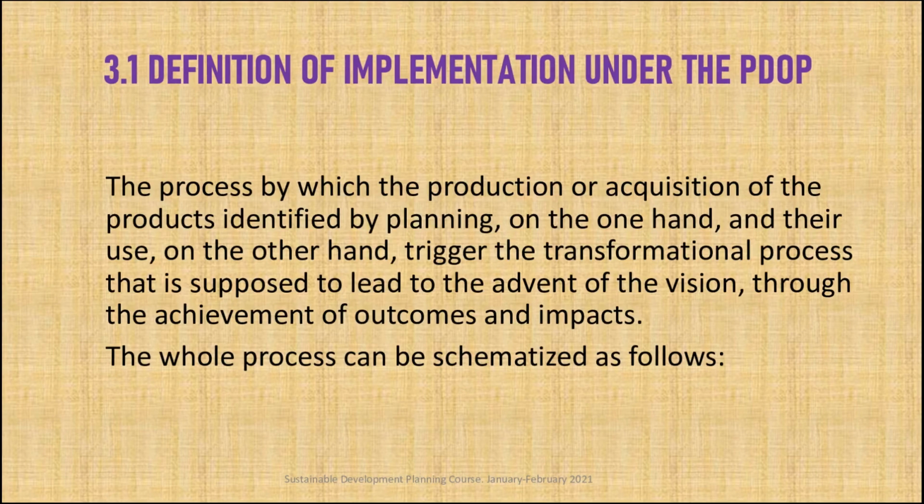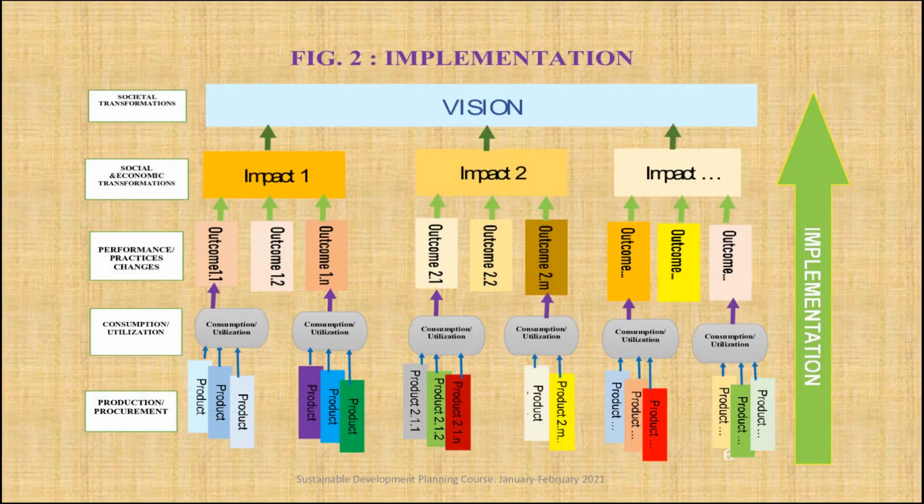Definition of implementation under PDOP: it is a process by which the production or acquisition of the products identified by the planning on the one hand, and their use on the other hand, trigger the transformational process that is supposed to lead to the advance of the vision through the achievement of outcomes and impacts. The whole process can be schematized as follows.